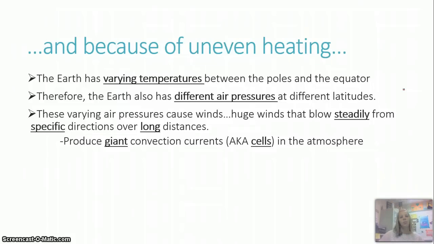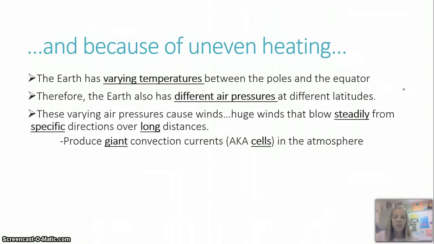So what does this all mean? Why do we care about the uneven heating in regards to talking about the wind? Well, if you remember, the uneven heating will cause varying temperatures. So obviously at the poles it's going to be much colder than at the equator pretty much year round. Therefore, the Earth also has different air pressures. Remember, water vapor, elevation, and temperature are the three things that affect the air pressure above Earth. And so if we have different temperatures throughout the globe, then we're going to have different air pressures.